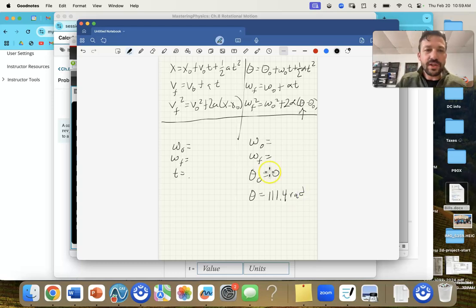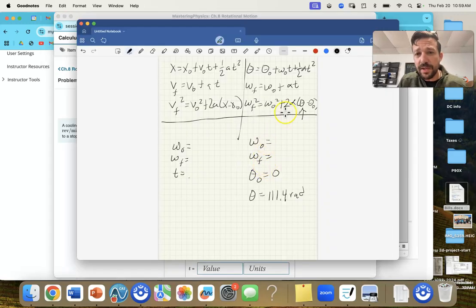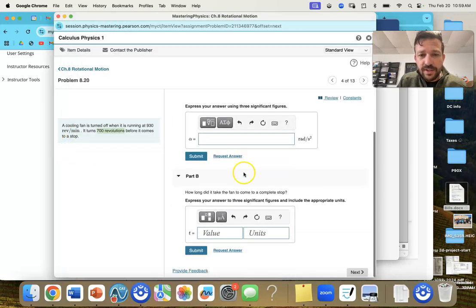And then what does it want you to calculate? The angular acceleration. So you should be able to look up here and see what you can use to calculate the angular acceleration. Then you need a time, right? There we go. You should be all right.